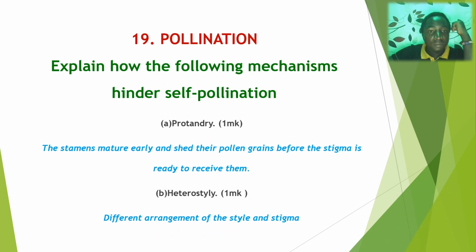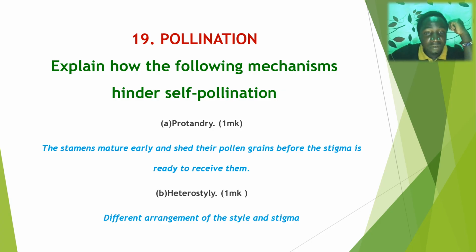Next question. Explain how the following mechanisms hinder self-pollination. Protandry is basically a situation where the stamen matures early and shed their pollen grains before the stigma is ready to receive them. Therefore, you see in this scenario, we shall be hindering self-pollination.